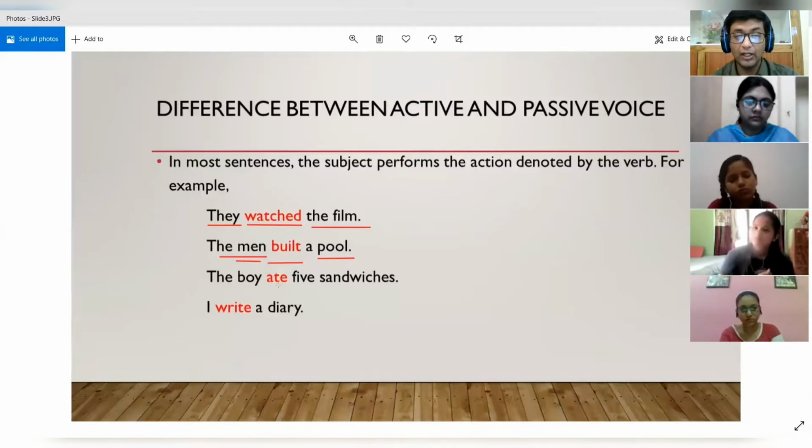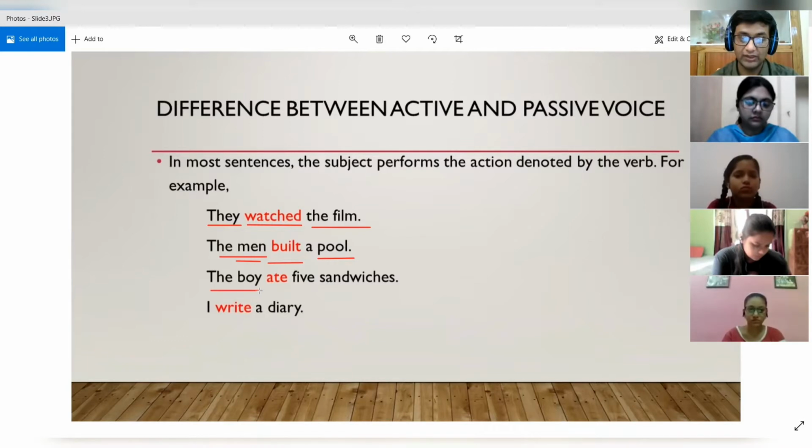All right. Now see the third example. The boy ate 5 sandwiches. So over here, the boy present over here is the subject of the sentence. And the activity of the boy was that he ate. So he ate 5 sandwiches. So 5 sandwiches present over here will be the object of the sentence. The subject will be the boy, and the boy is doing the action of eating sandwiches.